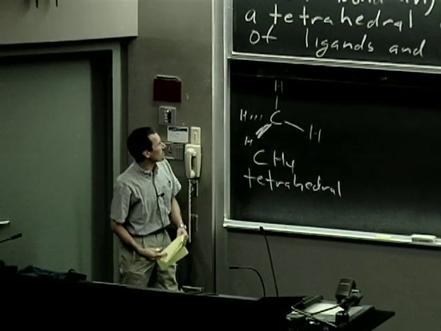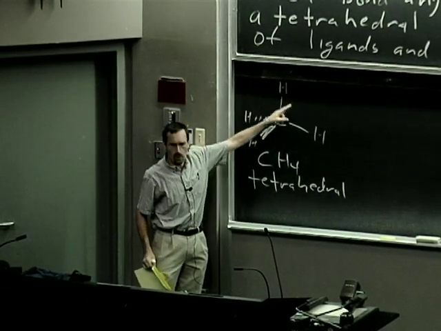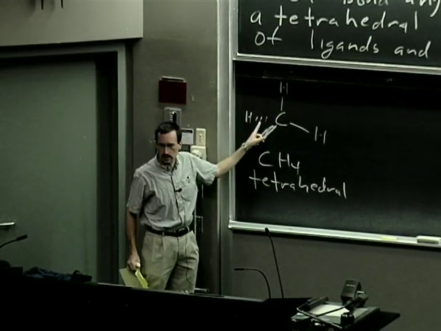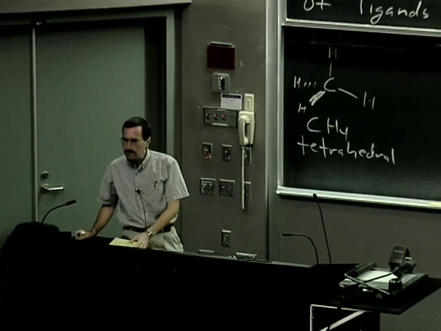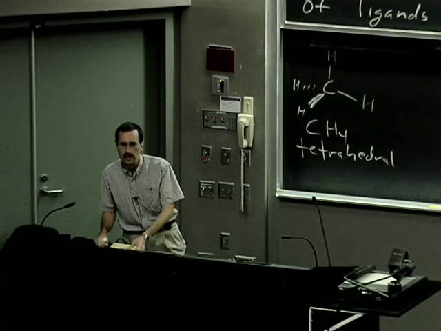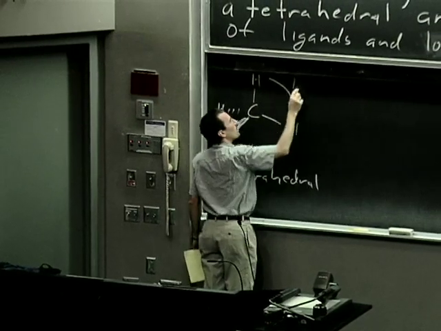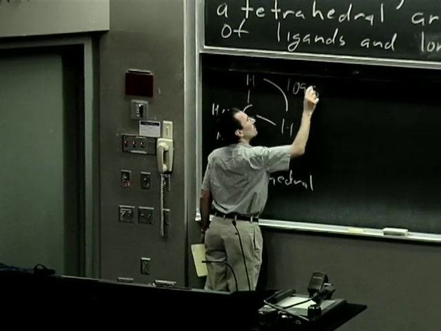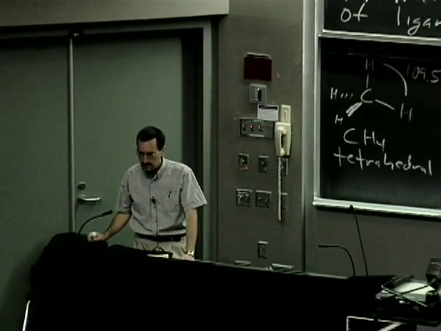By that I mean you have 4 substituents around carbon, and if you look at all 4 of those substituents, they form the corners of a tetrahedron. In fact, in methane, all of the bond angles are equal. They're all 109.5 degrees. This is what the geometry of a tetrahedron dictates.